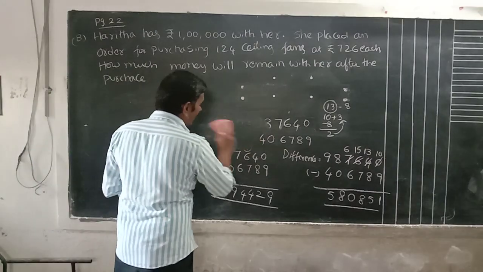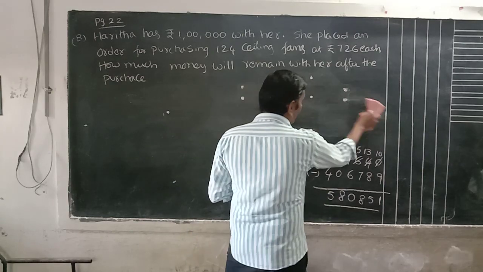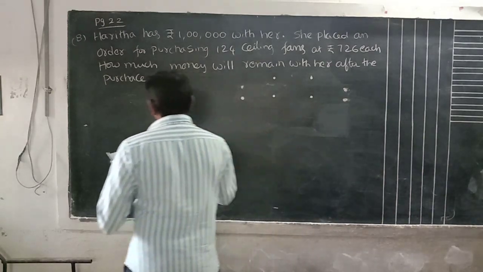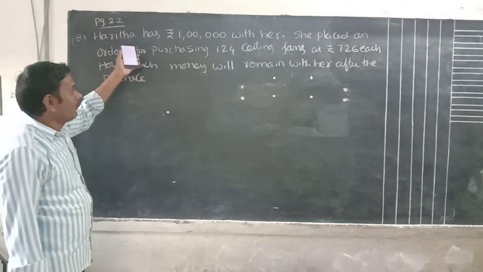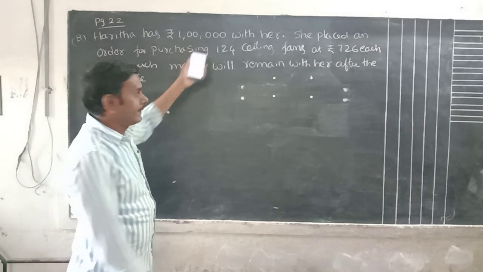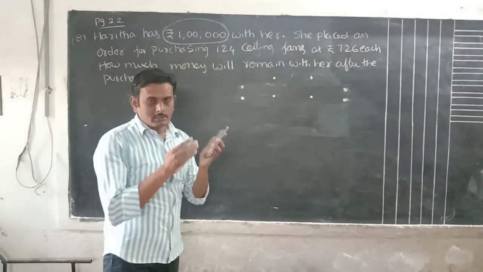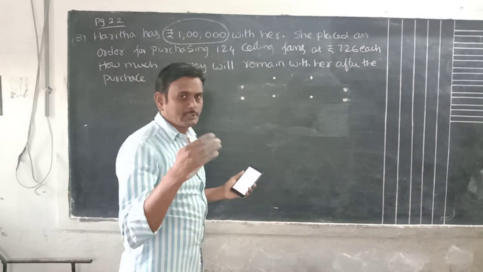Harita has 1 lakh rupees. How many rupees does she have? 1 lakh rupees. Harita is one person. She had 1 lakh rupees. By using this amount, she wants to buy something. What does she want to buy?